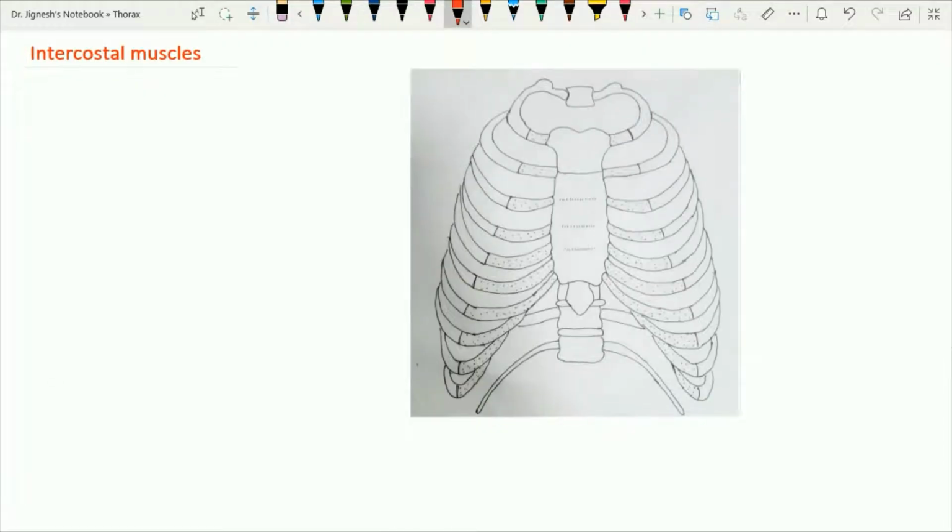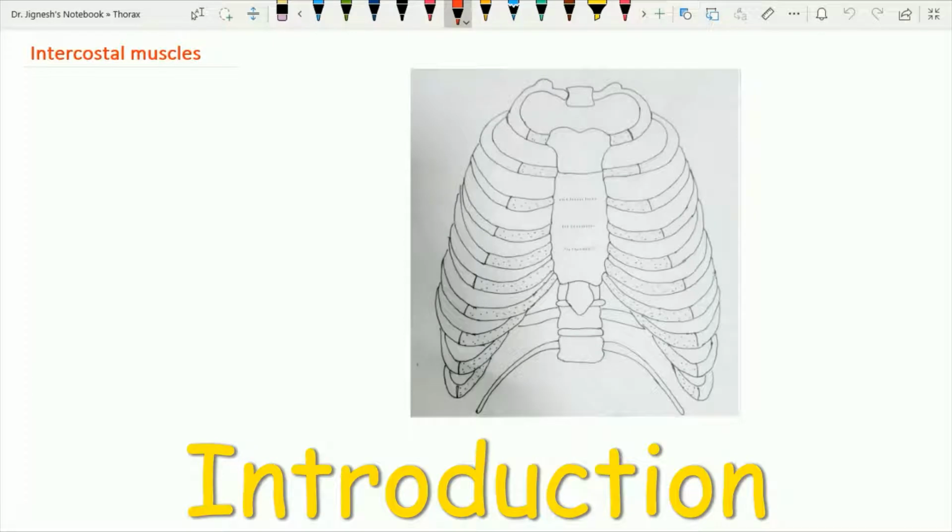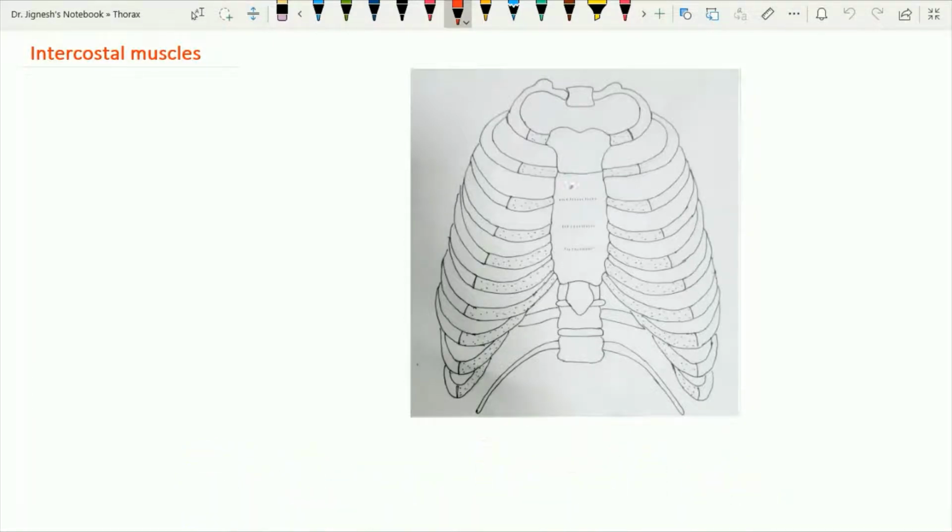Hello friends, let's see the intercostal muscles. Here in this figure, we can see the bony framework of the thoracic cavity. In front is the sternum. This is the vertebra, that is T1, and all these are the ribs. They are 12 in number, and at the anterior end, this is the costal cartilage, and this is the bony rib.